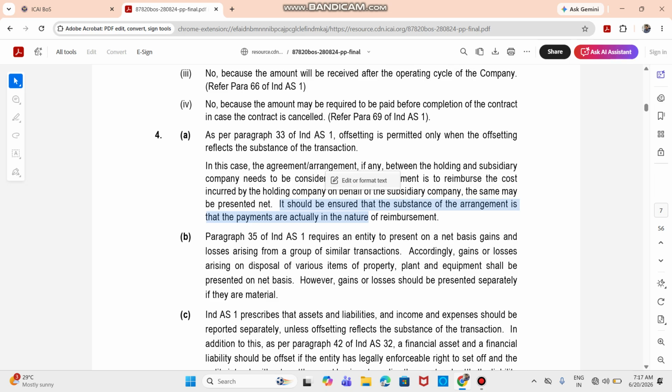Next, as per the relevant para of Ind AS 1, an entity is required to present on a net basis gains and losses arising from a group of similar transactions. So the gains or losses arising on disposal of various items of PPE shall be presented on a net basis. However, the gains or losses should be presented separately if they are material. That is the catch. In case of materiality, they should be presented separately.